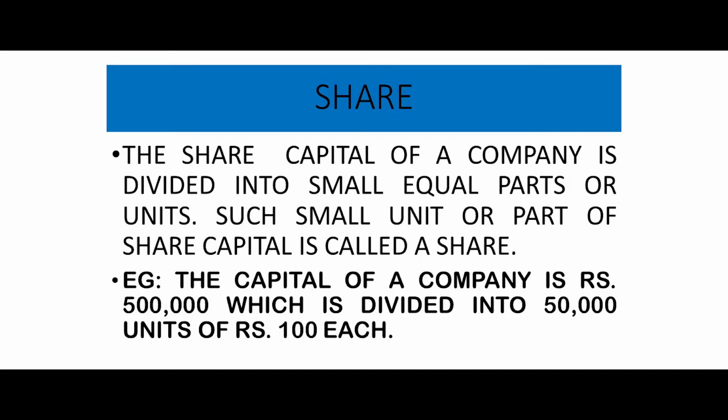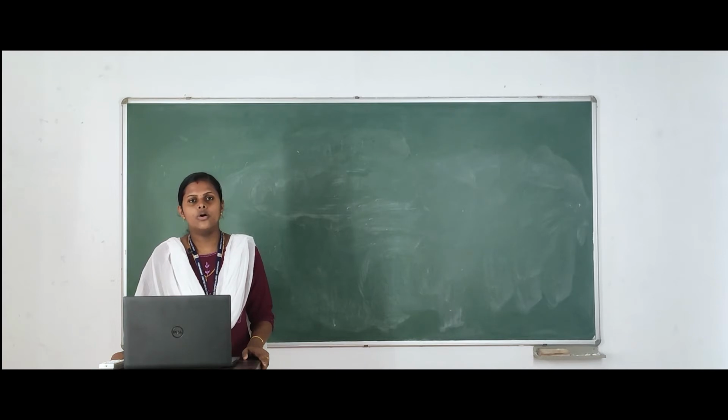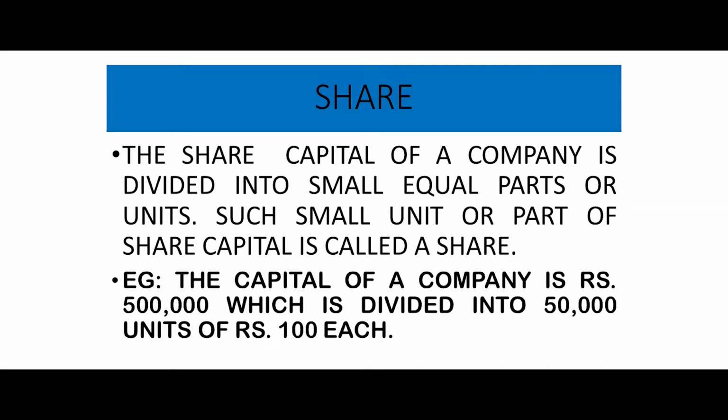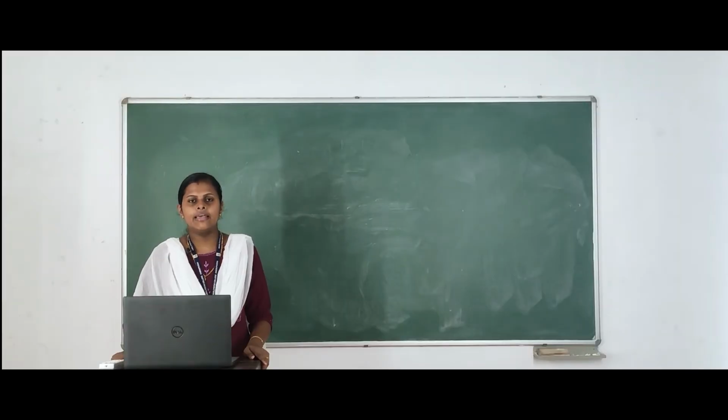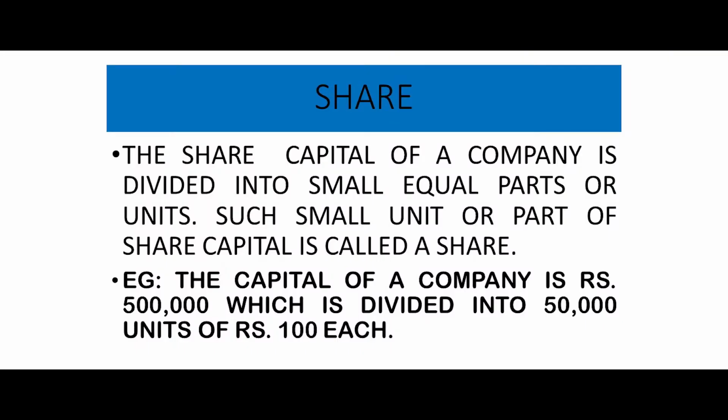The share capital of a company is divided into small equal parts or units. Such small parts or units of a share capital is called a share. For example, the capital of a company is divided into 50,000 shares of rupees 10 each. So here the amount of share capital will be rupees 5 lakh, the value of each share is rupees 10, and the number of shares will be 50,000.